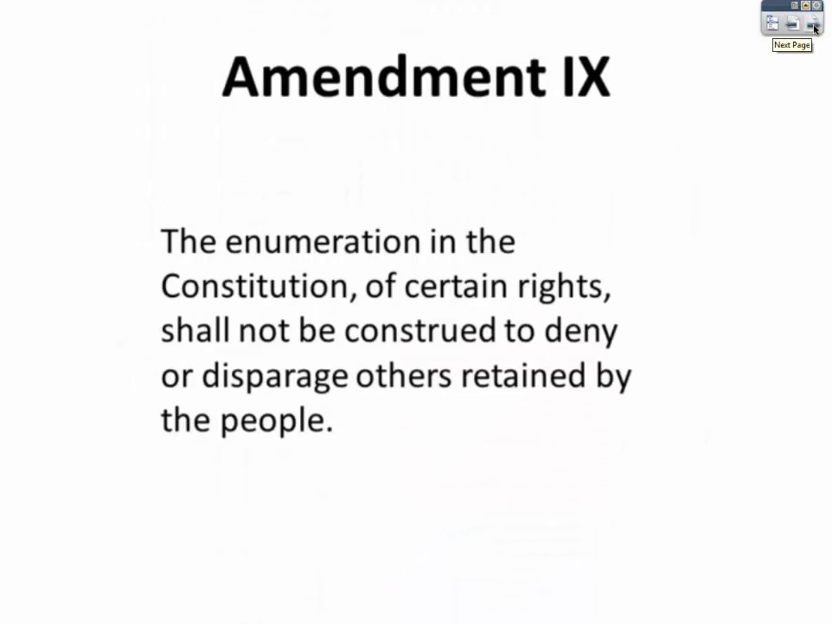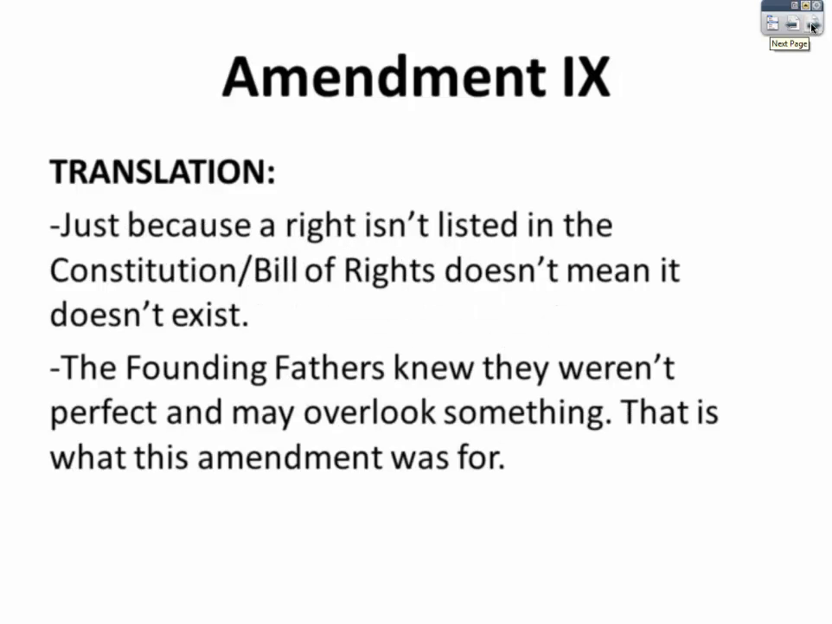Amendment 9. The enumeration in the Constitution of certain rights shall not be construed to deny or disparage others retained by the people. So the translation is, just because a right isn't listed in the Constitution or Bill of Rights doesn't mean it doesn't exist. The Founding Fathers knew they weren't perfect and that they may overlook something. This is what this amendment was created for, was to protect the rights of people, rights in particular that hadn't even really been thought of yet.